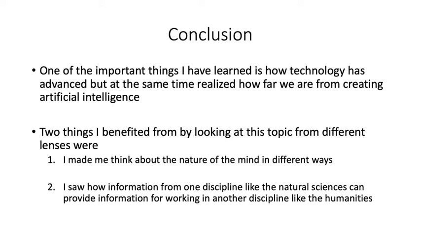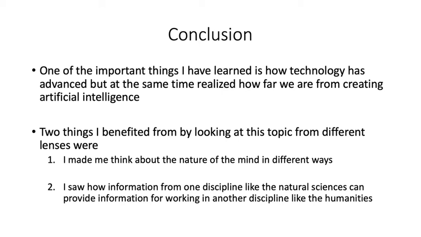And then you're going to do a conclusion slide. And this really has two parts. The first part is, what is it you've learned about your topic, whether it's special education, world trade, space exploration, just a summary sentence of what it is you're doing. So I've learned how advanced technology has become, but still how far away we are from creating artificial intelligence. So that's what I've concluded about the subject matter I'm talking about.